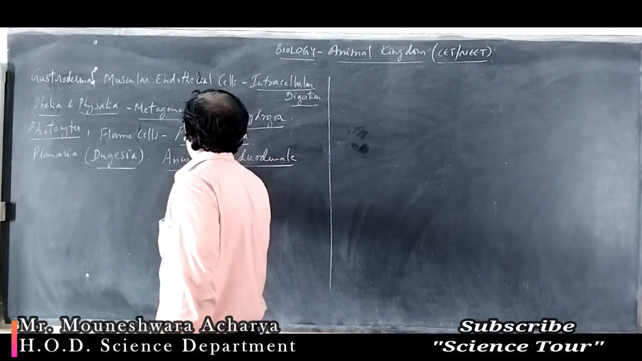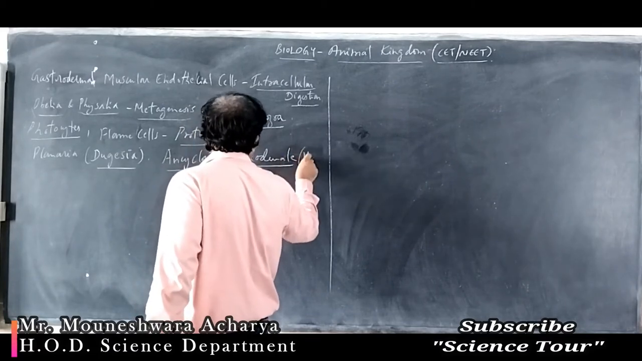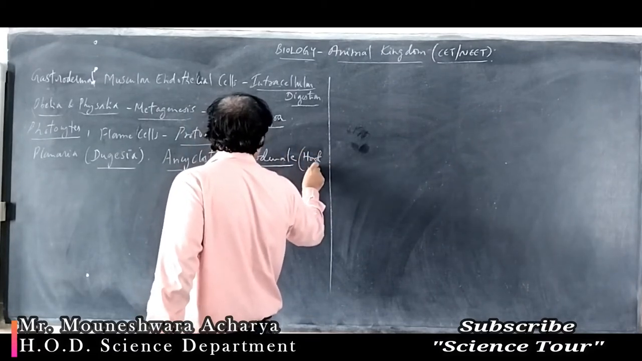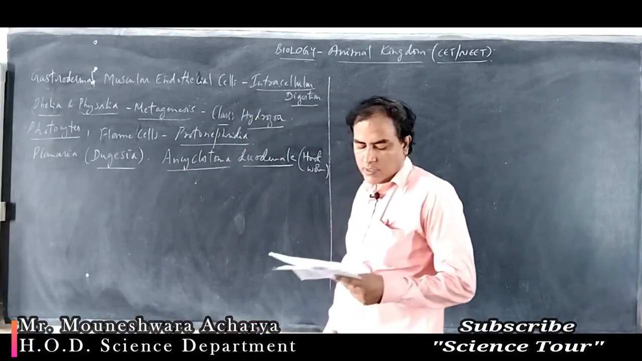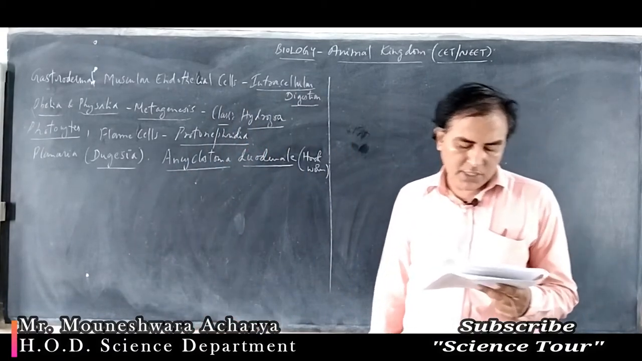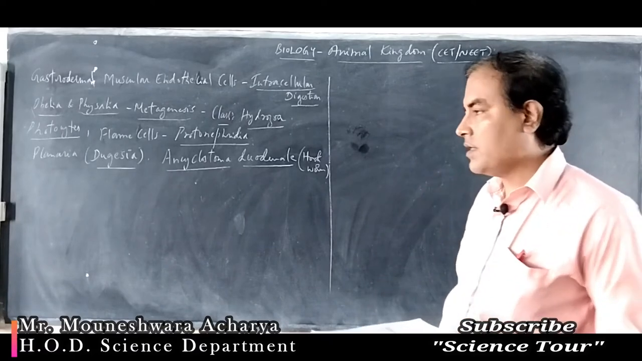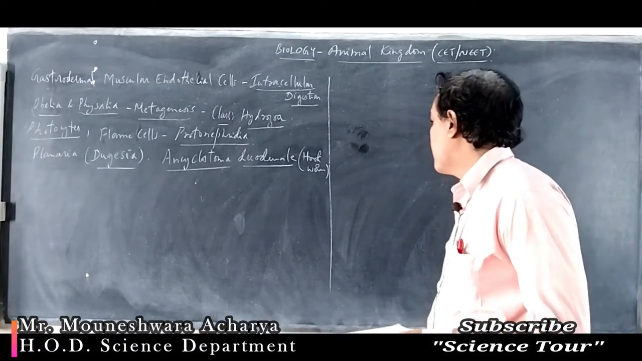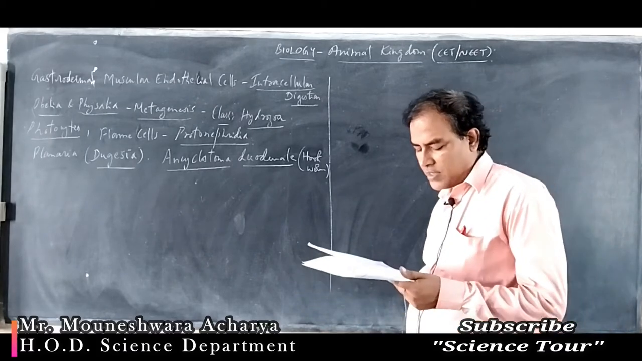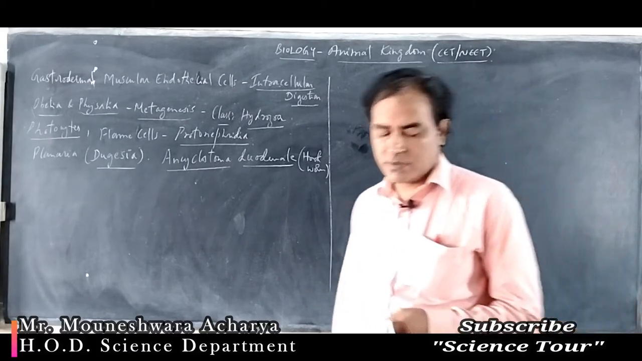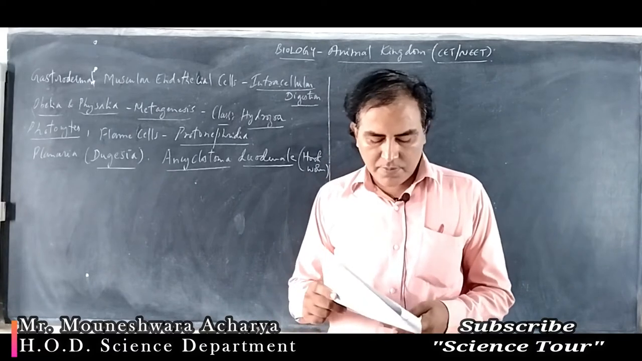Ancylostoma duodenale is the scientific name of the hookworm. Next, Taenia solium. It is the pork tapeworm. These all we have studied in theory. Fasciola hepatica, it is the liver fluke. Now, question number 25.